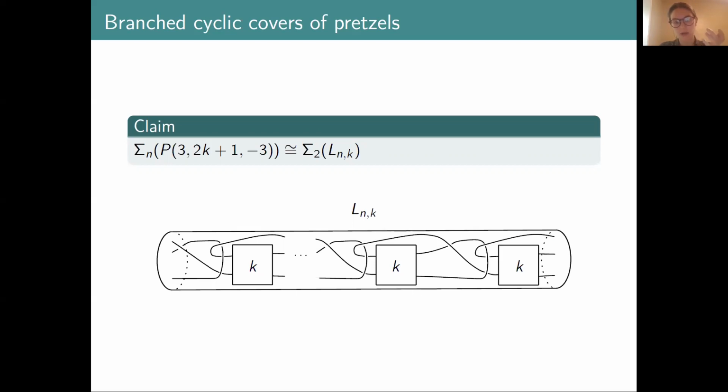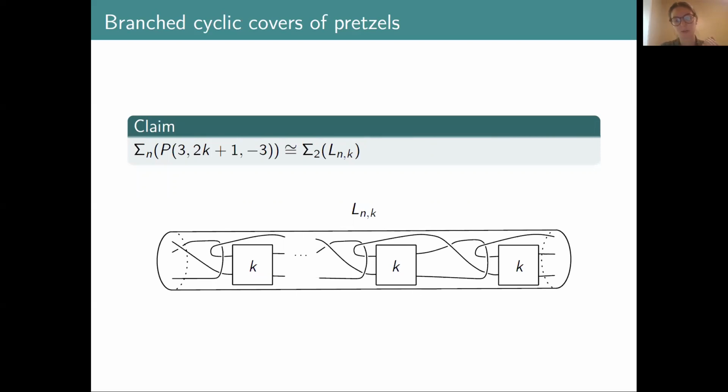It depends on 2 parameters, the index of the branching and the number of twists in the pretzel knot. Here it is in a cylinder. So that's not a knot. It's just a bunch of strands in a cylinder. But if I kind of close up the cylinder, as you would a braid, I'll get a closed link. So those are the links that I'm talking about.